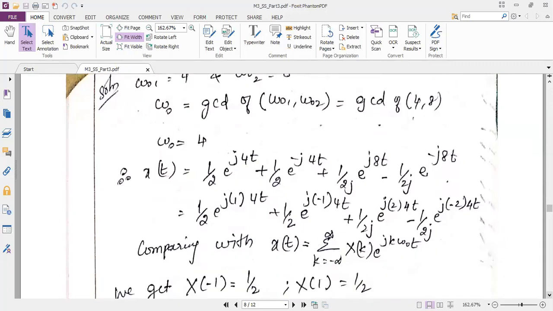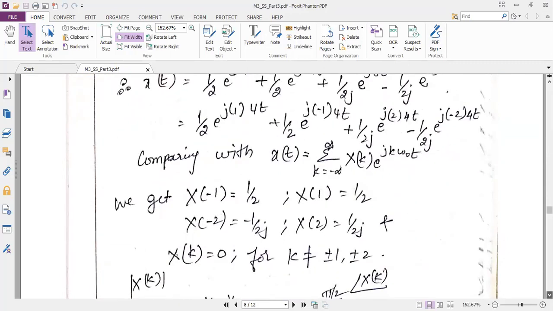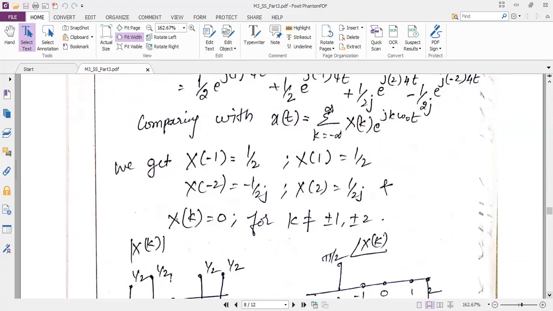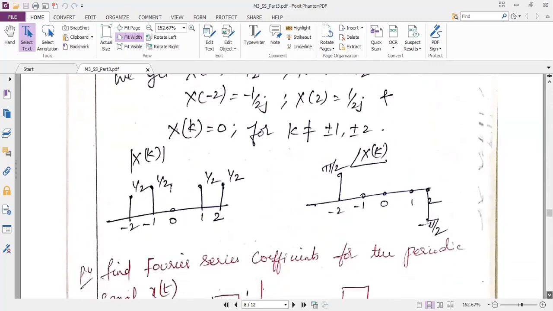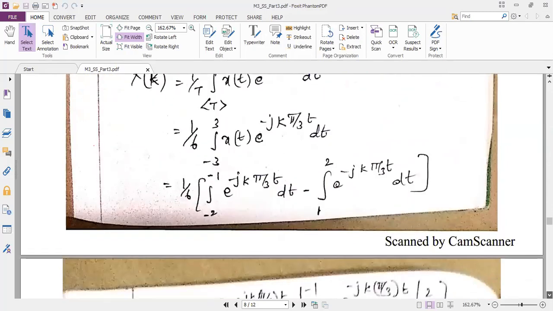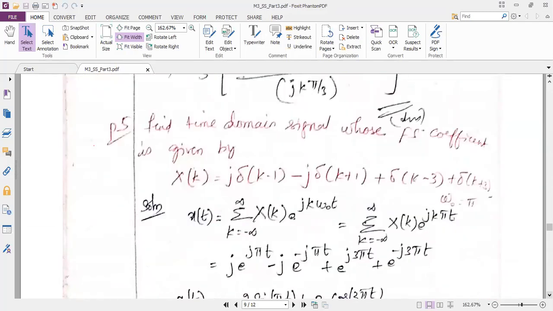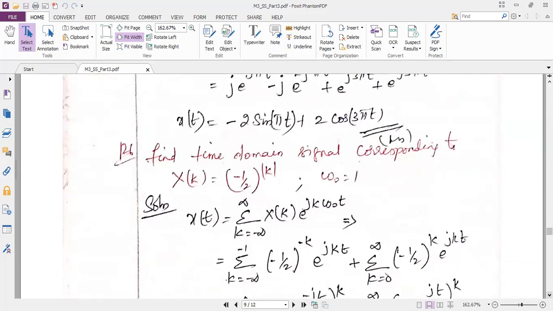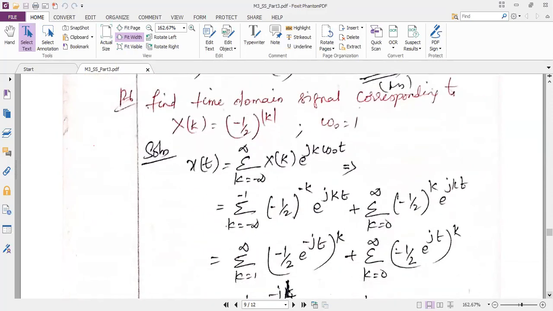So all the three problems were based on cosine input or cos input. If cosine input and cos input is there, you know how to find the Fourier series coefficients. So now I am going to solve problem number 6 as per my notes.